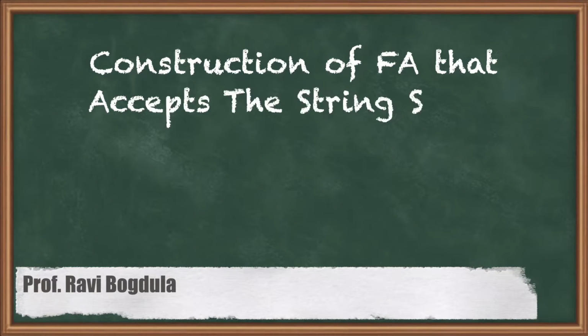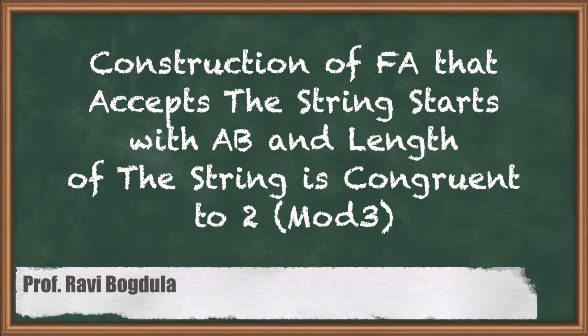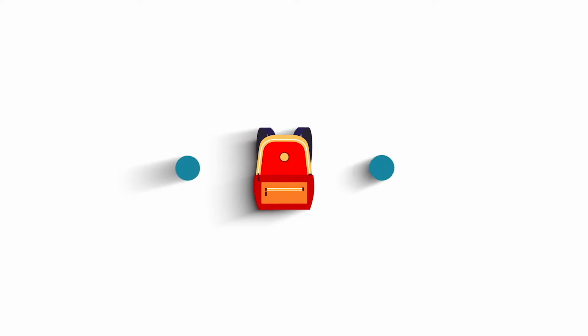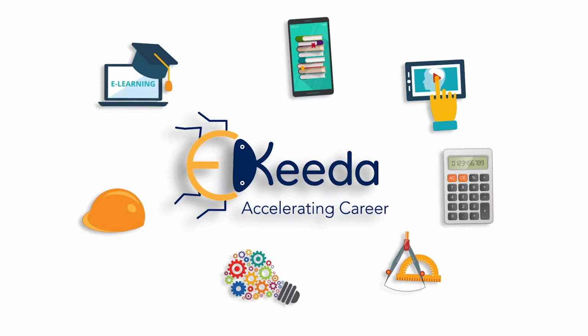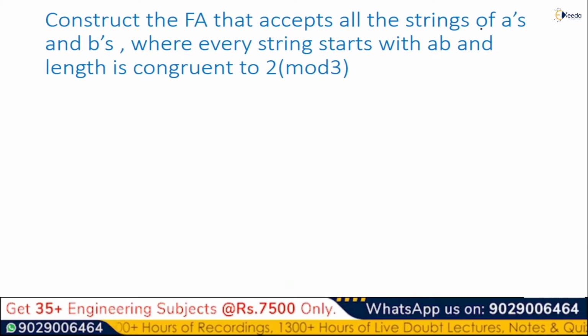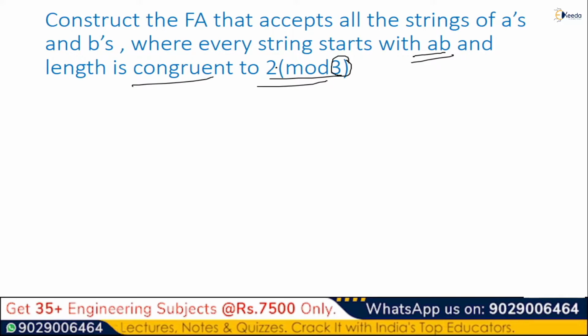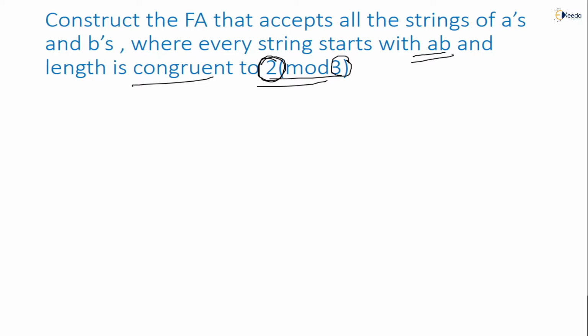Hello students, our next topic is to construct the FA that accepts all the strings that start with AB and whose complete length is congruent to 2 modulo 3. Now we are dividing by 3 only, correct? We should get remainder 2, and such strings we should accept.